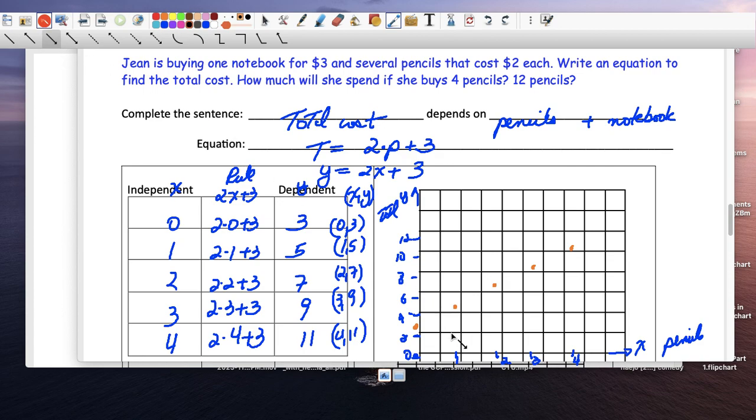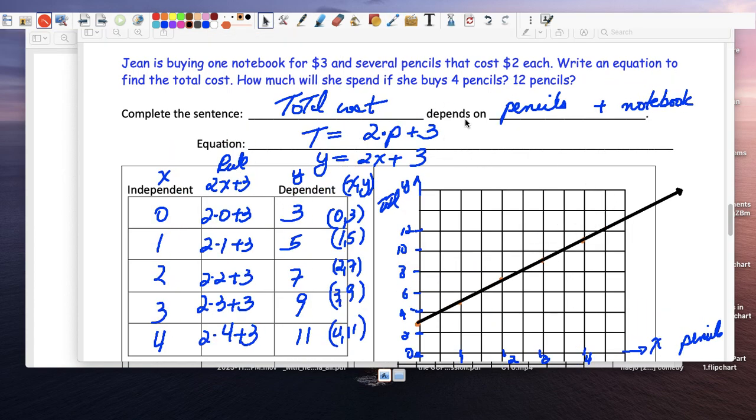So let me draw this line. Make sure you put an arrow on it. Okay, so my line has an equation, y equals 2x plus 3, where 2 is the slope and my y-intercept is 3. This line is crossing the y-axis at 3. I think that's it.